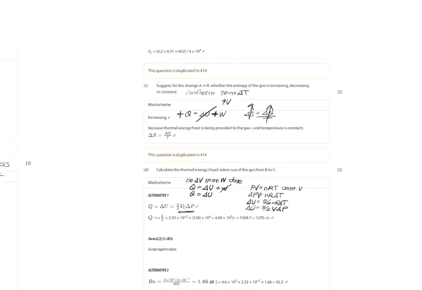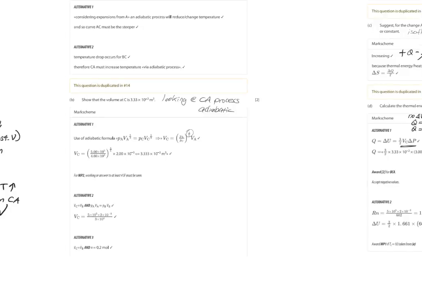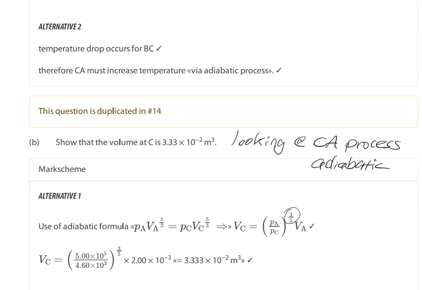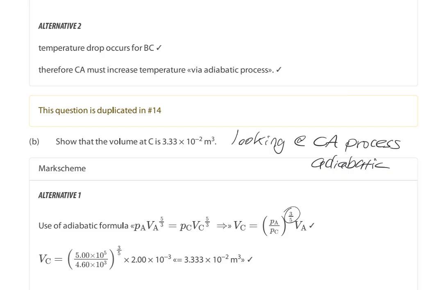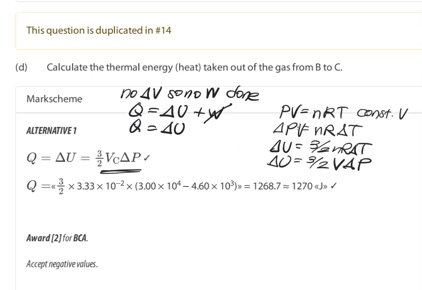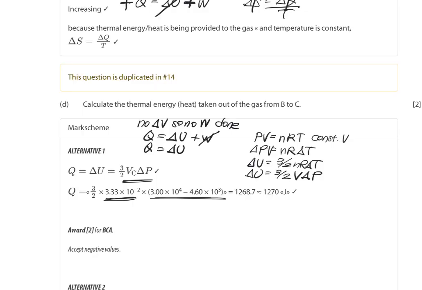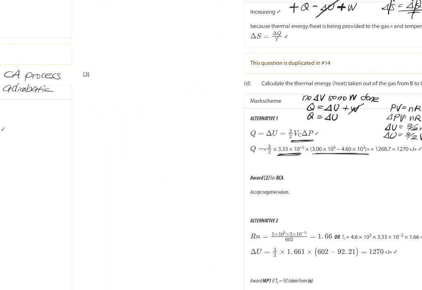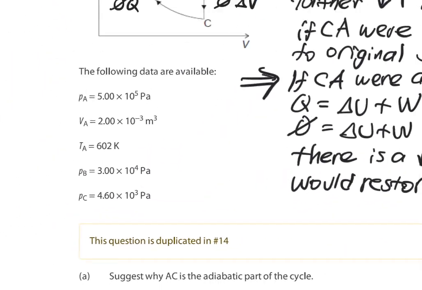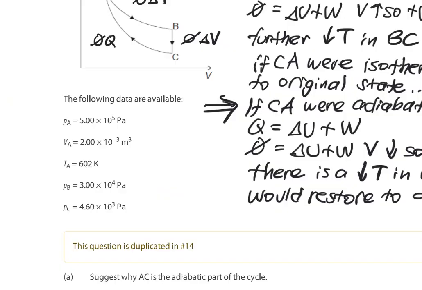And then the volume of C, didn't we just find that? Yep, we showed the volume of C is 3.33 times 10 to the negative 2 meters cubed. So this right here is the volume of C, and we're going to use that over here. So you have 3/2 times the volume of C times the difference in the pressures. Those pressures are given in the problem for B and C. Pressure of B, pressure of C. We're going from B to C.